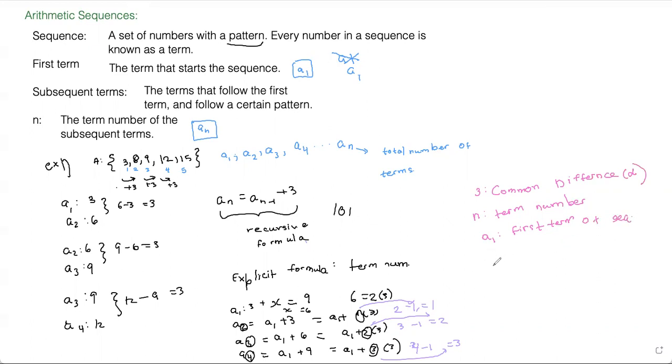Actually, yeah, I think we're ready to write our formula. So what we can write here is everything we've discovered in one formula. AN, or the term we want to find, is equal to the first term, A1, plus the term we want to find, or AN.